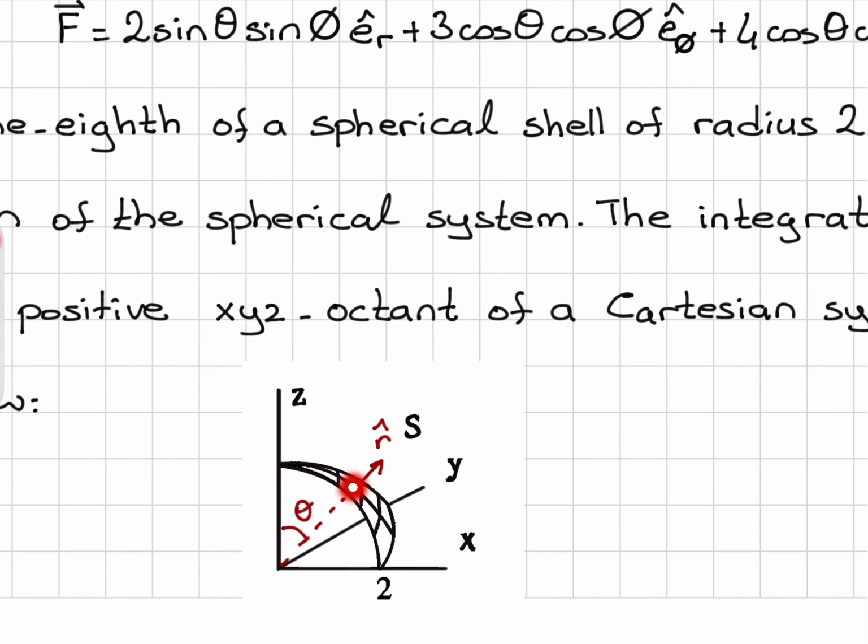So this is our r, this is our polar angle theta. So the projection onto the xy plane will give us an angle with respect to the x-axis, phi, as the azimuthal angle. And we're only performing this in the first octant, positive xyz values on this spherical surface. So the area vector will be in the r hat direction.